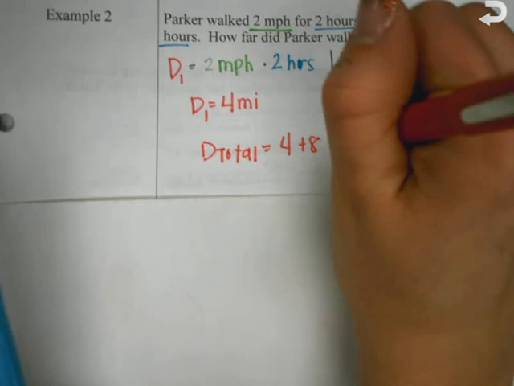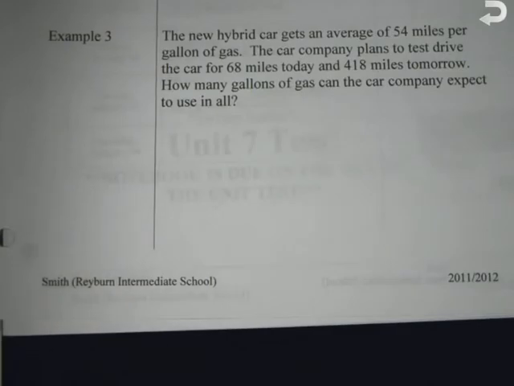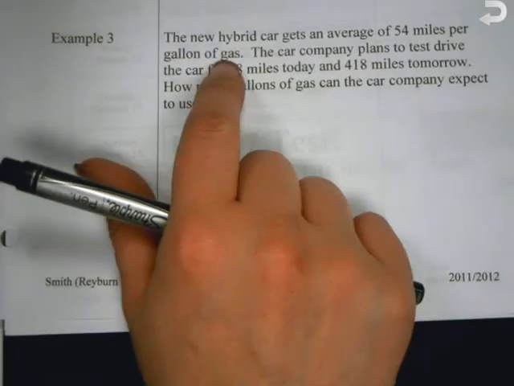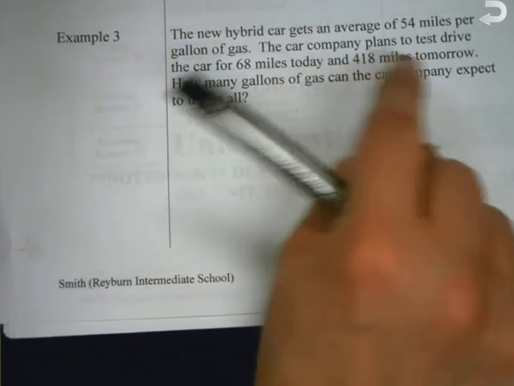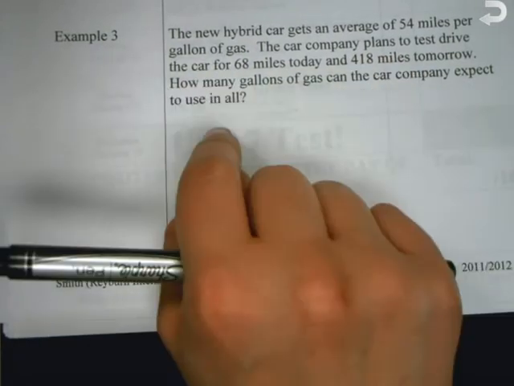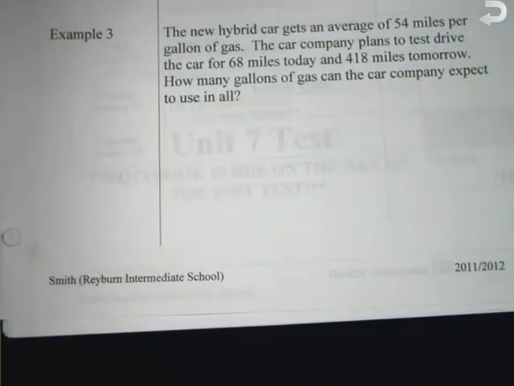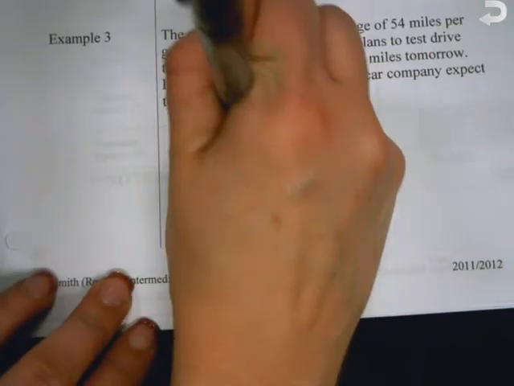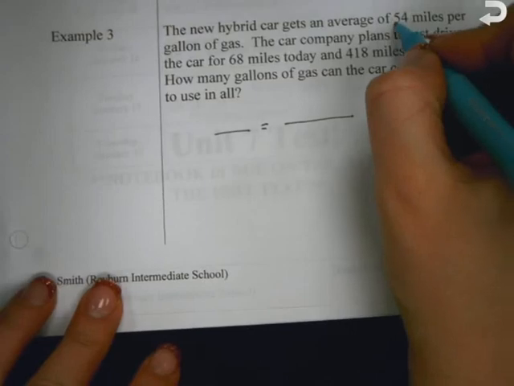The new hybrid car gets an average of 54 miles per gallon of gas. The company plans to test drive the car for 68 miles today and 418 miles tomorrow. How many gallons of gas can the car company expect to use in all? This is like our old problems. The first thing we want to do is set up a proportion. What is my rate of miles per gallon? So 54 miles over 1 gallon.